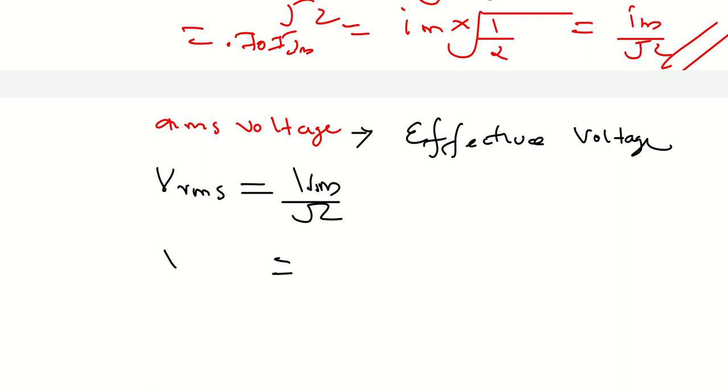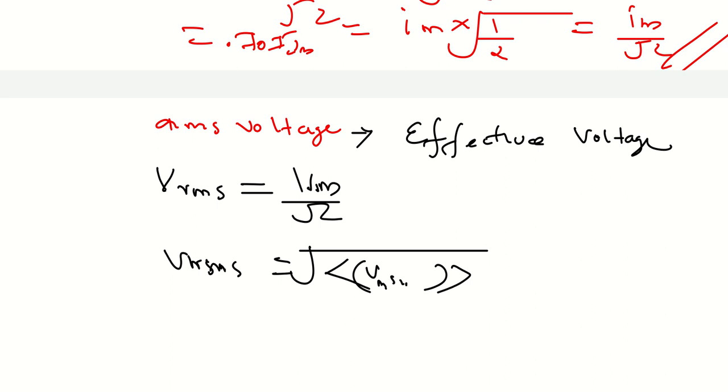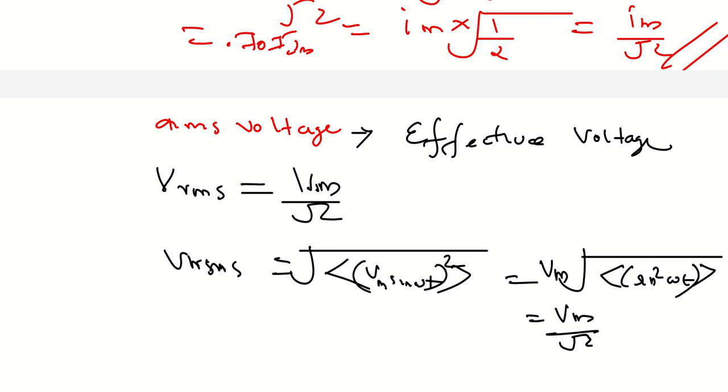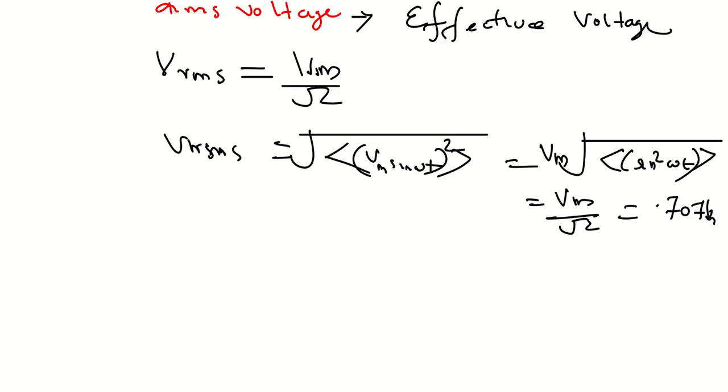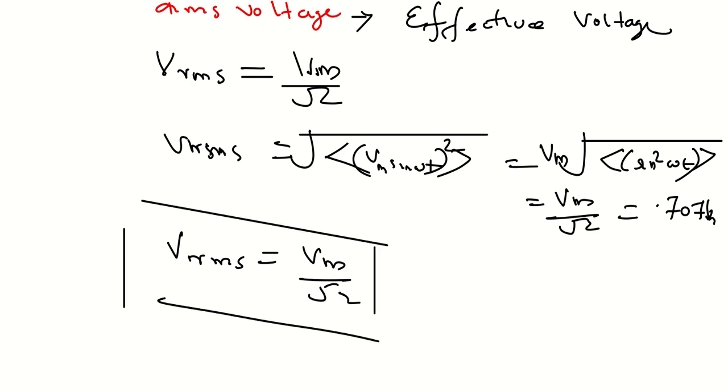How do we know that? VRMS is equal to the root of the mean of the square of Vm sin omega t. So Vm under root, the mean of sin square omega t, that's equal to Vm by root 2, that is 0.707 Vm. So we know that VRMS is equal to Vm by root 2. Okay, you understood these things?